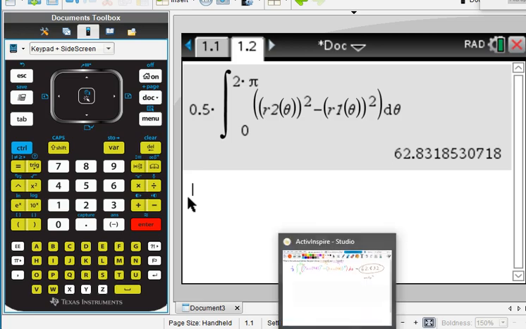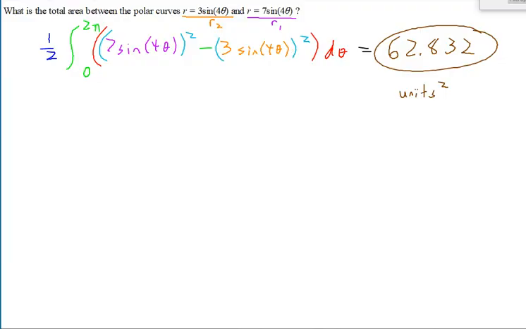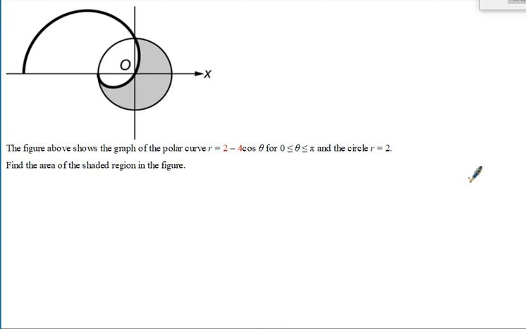All right, let's take a look at one more. This one's a little different. It says the figure above shows the graph of the polar curve, and I apologize, there's a little typo on here. I think on yours it might say 3 minus 5 cosine theta, but it doesn't quite match this graph if it says that. So just change this to be 2 minus 4 cosine theta from 0 to pi, and the circle r equals 2. So you can see here's our circle. When the radius is a constant like that, it just creates a circle, in this case with a radius of 2. And we want to find the area of the shaded region.